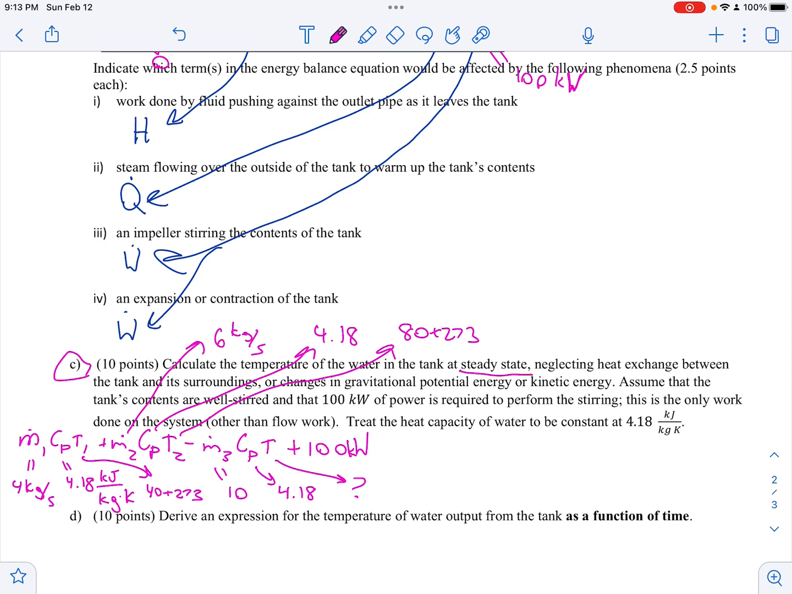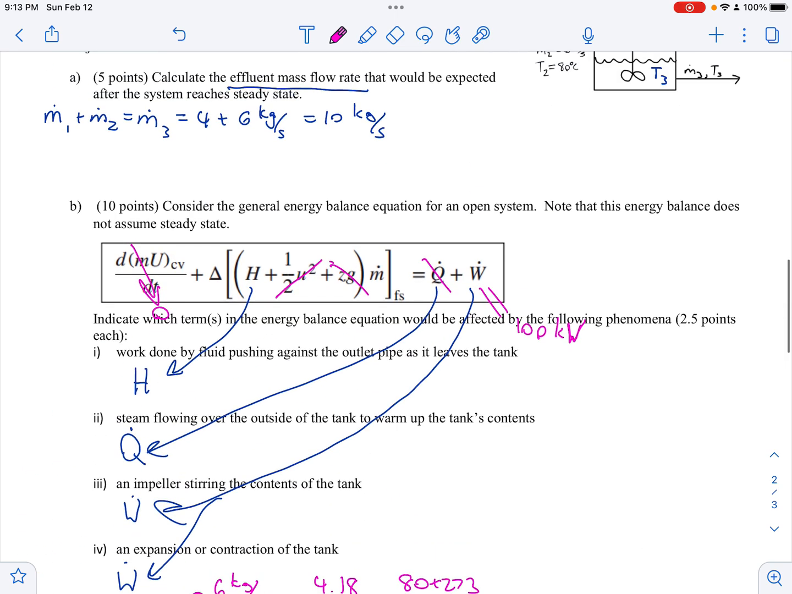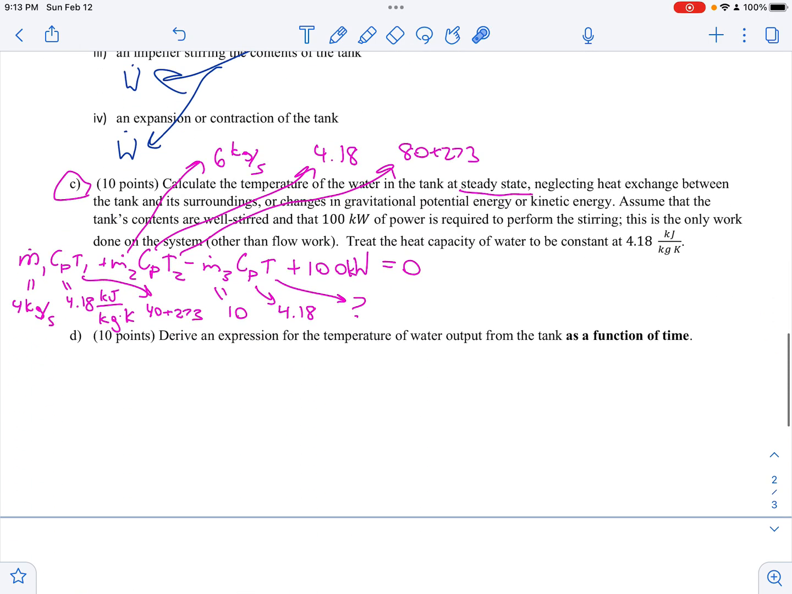And by the way, this would equal 0 at steady state, so that in the balance equation, these are the inputs of energy, that's the output, it would balance to 0. So then we just need to solve for T. Again, I'll skip that part and come back to it.